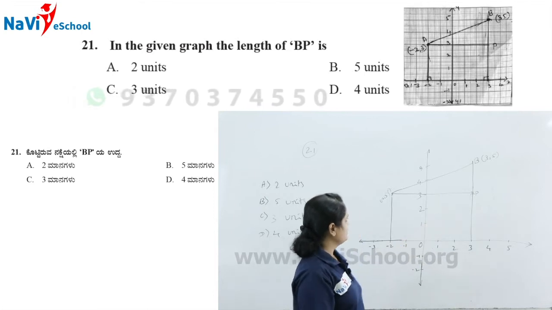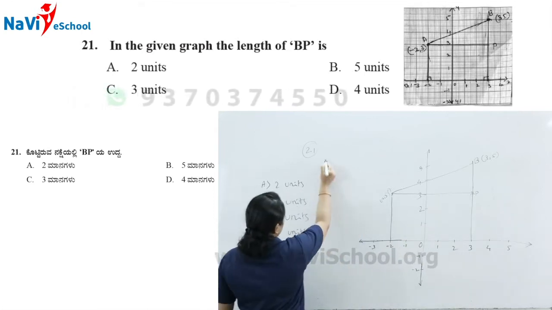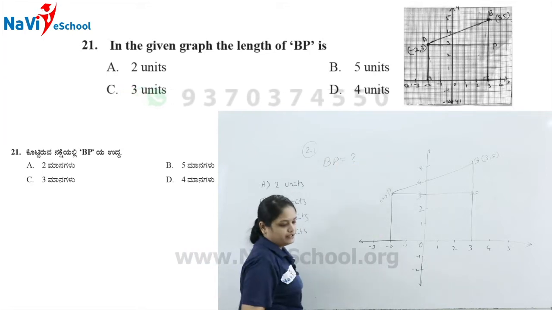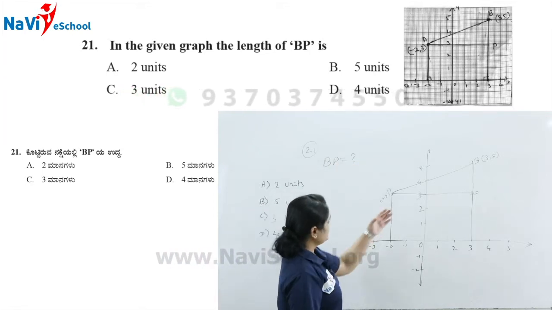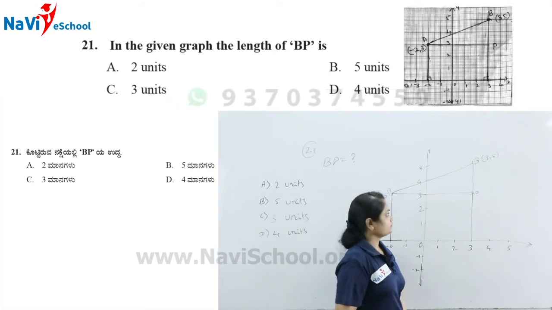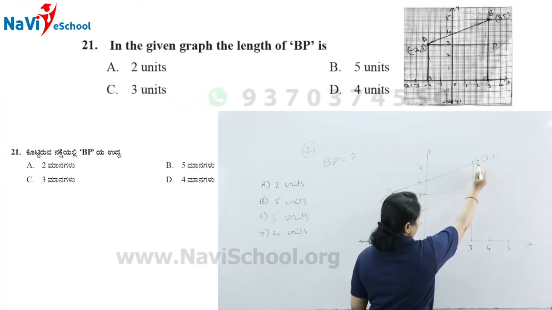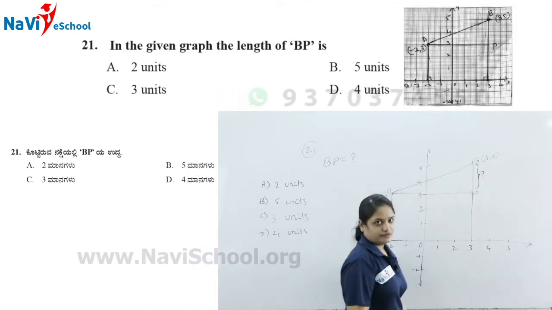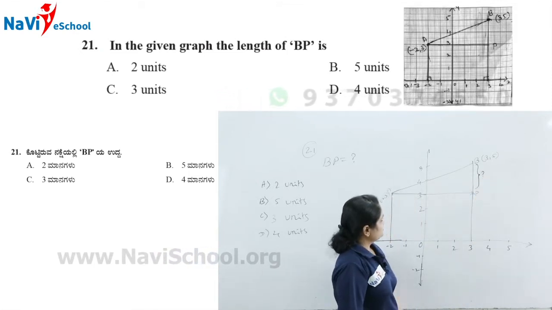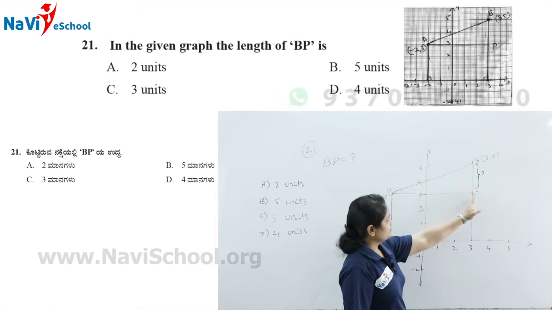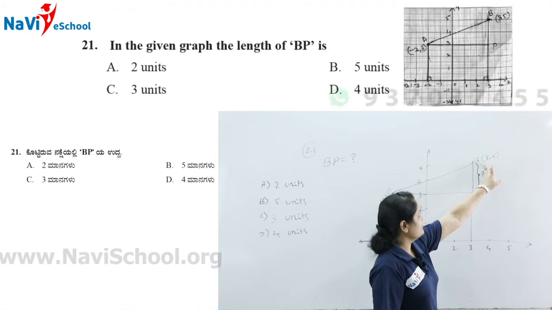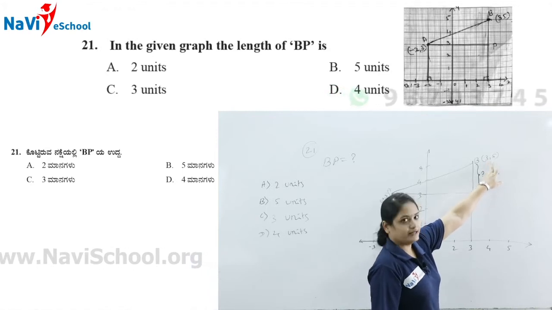In this graph, they ask you to find out the length of BP. Where is BP here? Here it is. This one we have to find out. By seeing only, see here, the points 3 and 5. B is having the points 3 and 5.